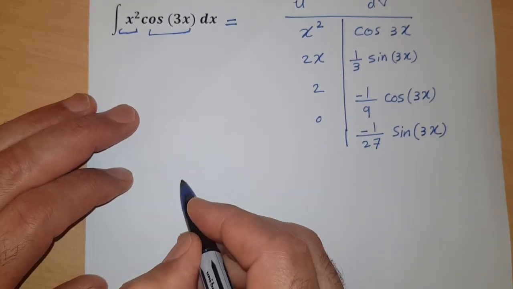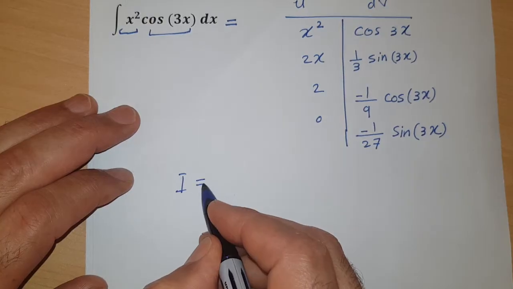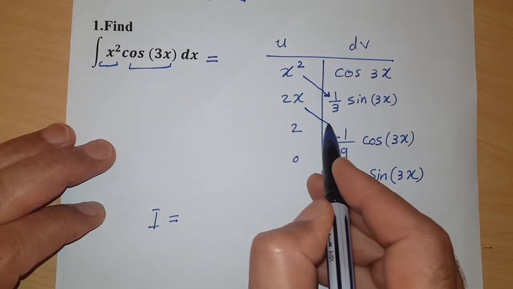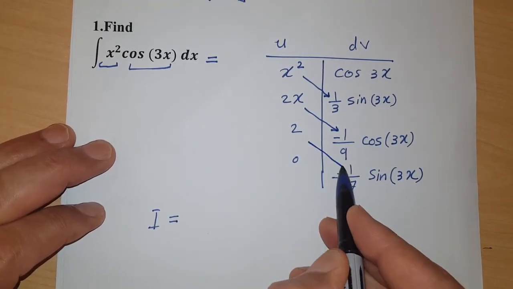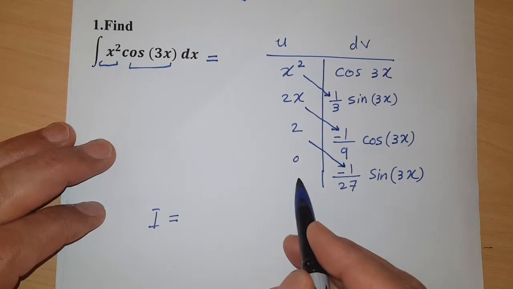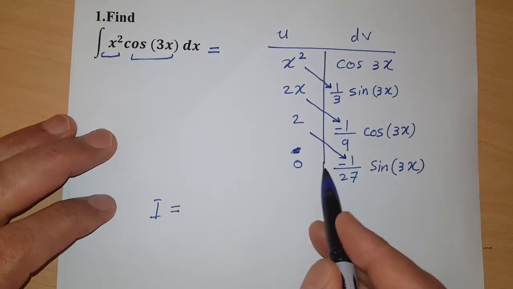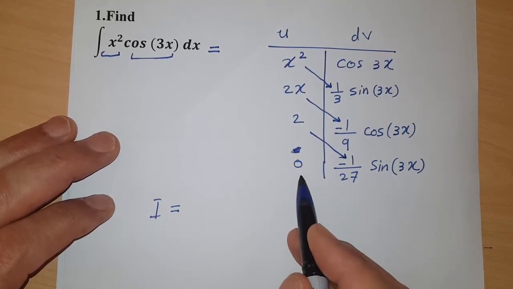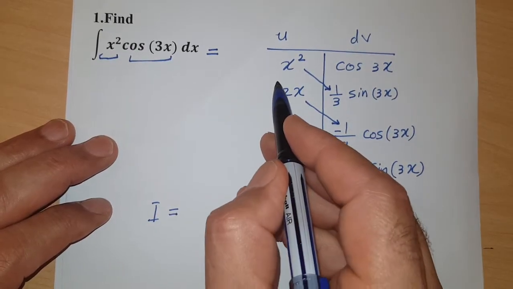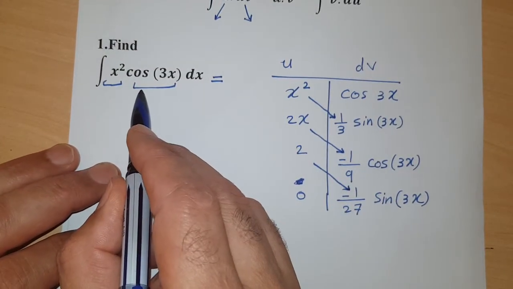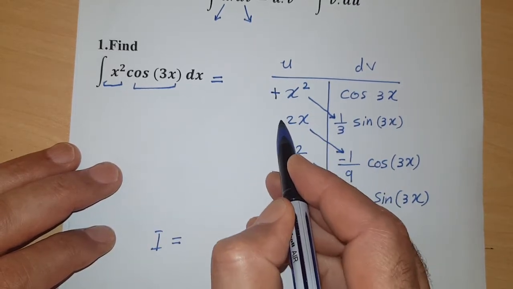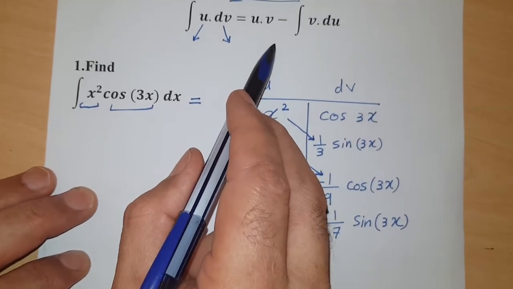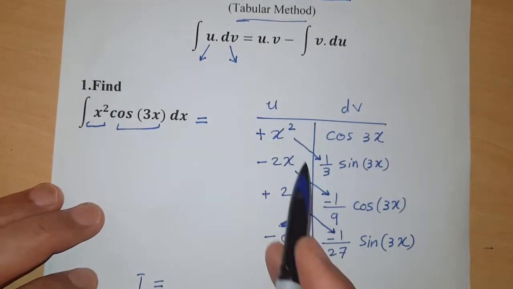The integration of x squared cosine 3x is equal to: just multiply this by this, plus this by this, plus this by this. We reach 0 now. The integration of 0 is just a constant. So don't forget to write the positive here, the original integral is positive. Write positive here, then negative, then positive, then negative. These signs relate to the rule used, integration by parts, uv minus integral v du.